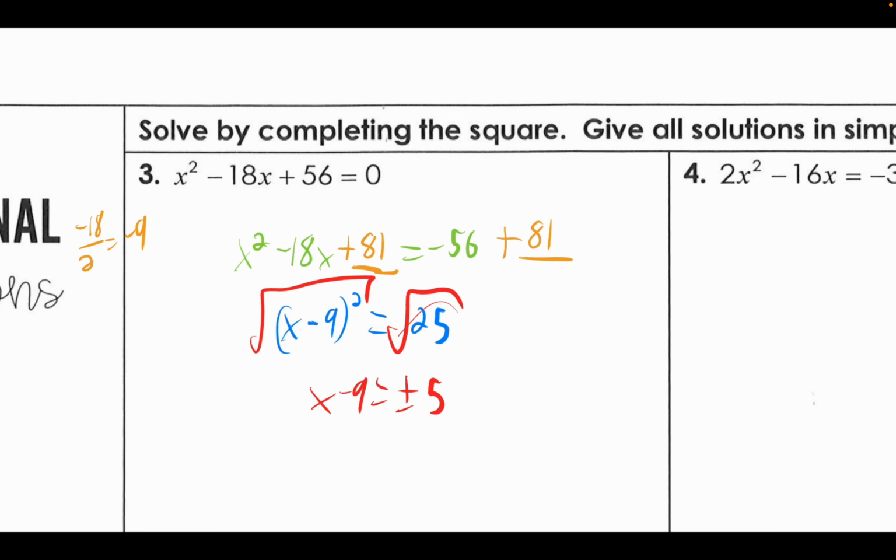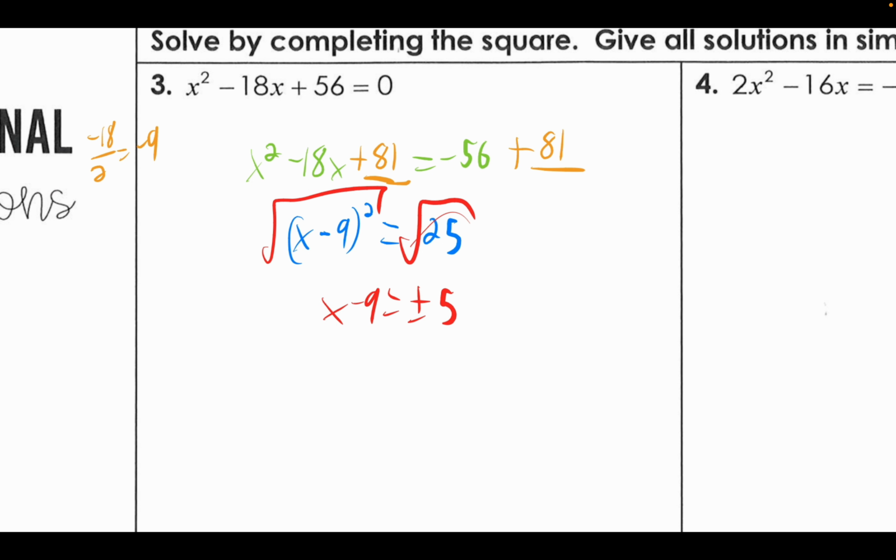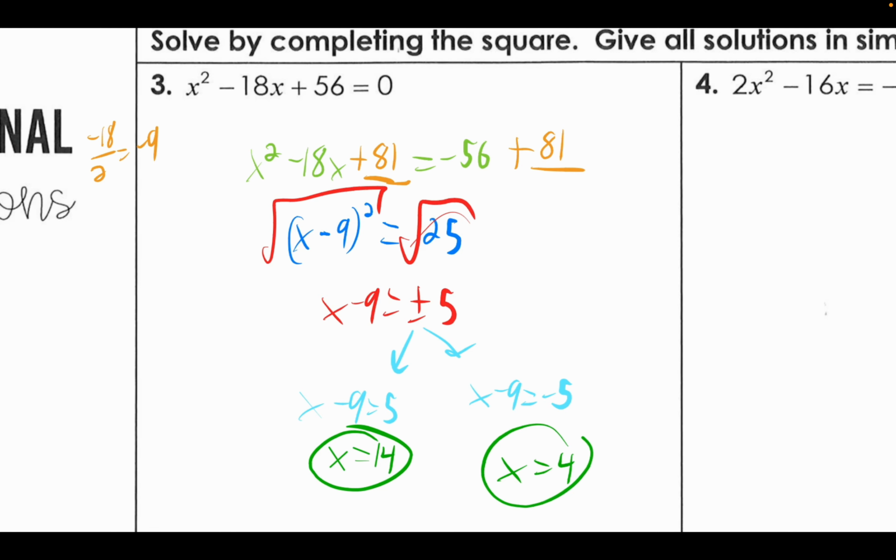And now we can go ahead and split the equations. We must split the equations in order to continue solving this, because we can actually combine 9 and 5 as well as 9 and negative 5. So we have x minus 9 equals 5, and x minus 9 equals negative 5. And as we add 9 to both sides, we get 14 as well as 4.